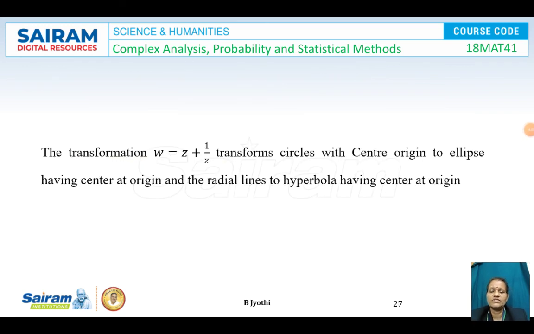Thus the transformation w is equal to z plus 1 by z transforms the circle with center the origin to ellipse having center at the origin, and the radial lines to hyperbola having center at the origin. These are all the transformations which is very important to learn.